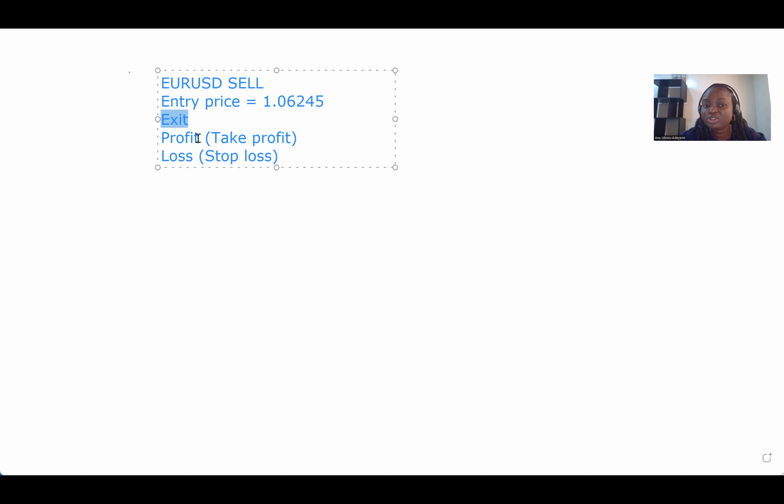Now, when you're exiting, you can either exit in profit or exit in loss. So when you're exiting, you must know the price of your take profit and the price of your stop loss. Let's say, for instance, since I'm entering for a sell, my take profit is, let's say, 0.5.